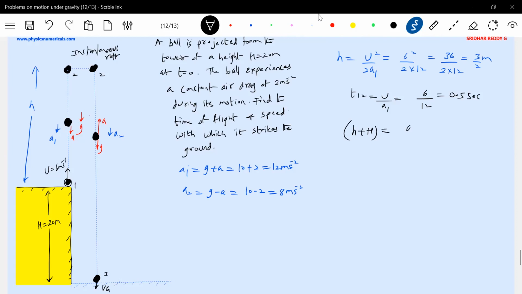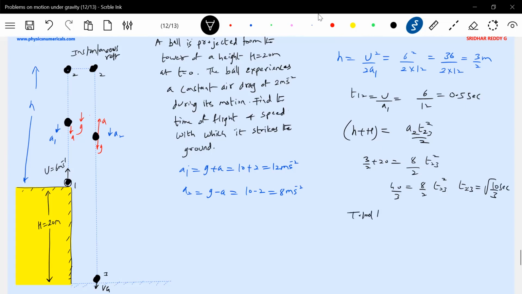Small h plus capital H is equal to a2 t23 squared by 2. Small h plus capital H will be 3 by 2 plus 20, which is 43 by 2. a2 is 8, so 8 by 2. t23 we don't know, it has to be calculated. So 43 by 2 equal to 8 by 2 times t23 squared, giving t23 equal to root of 43 by 8 seconds.